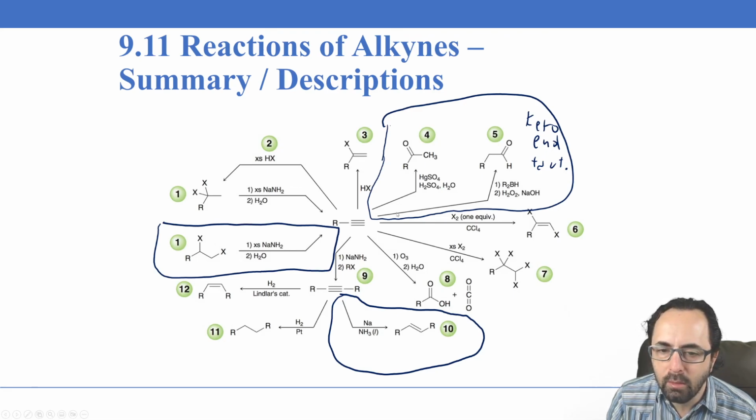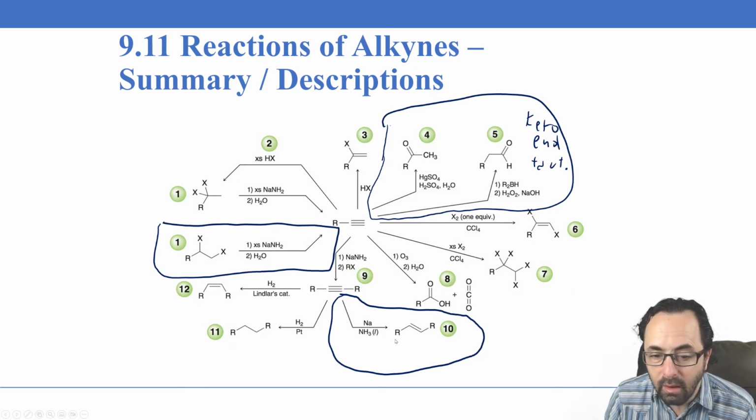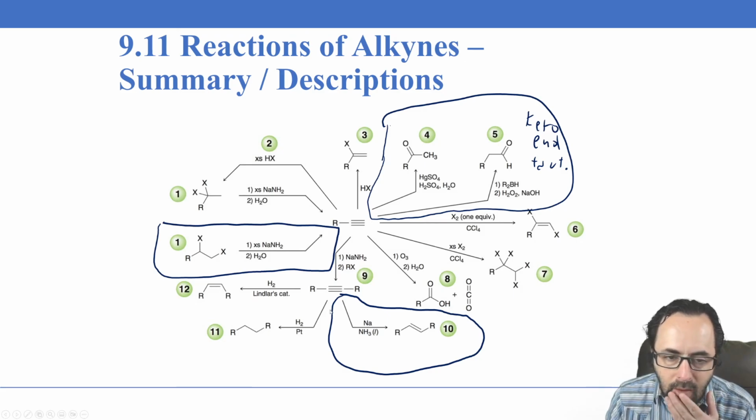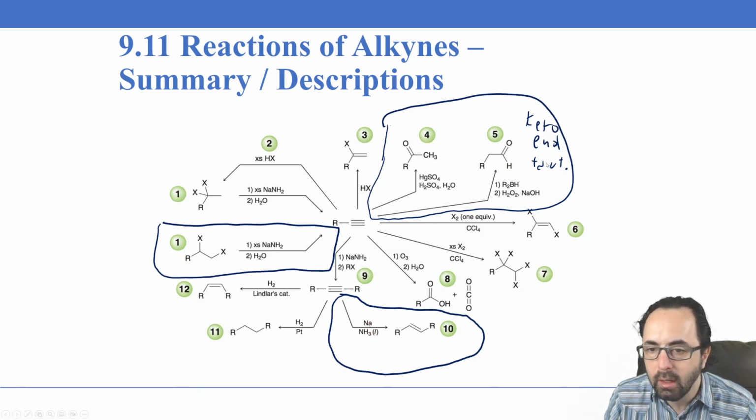For the mechanisms I presented all the details for, you should understand them. It's helpful because it helps you explain why. If you know the mechanism for this one here, you can know why it's a trans, anti-addition of the hydrogen rather than a syn addition like you would get with just the hydrogenation, H2 with Lindlar's catalyst. So that's an important mechanism to know. And here it's important to understand why these don't end up as alcohols. They end up as ketones and aldehydes due to the keto-enol tautomerism. So make sure that you understand those mechanisms.